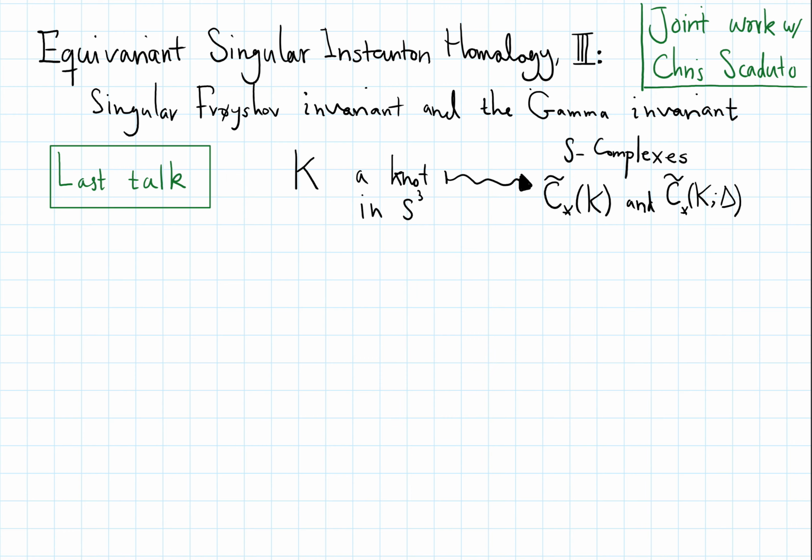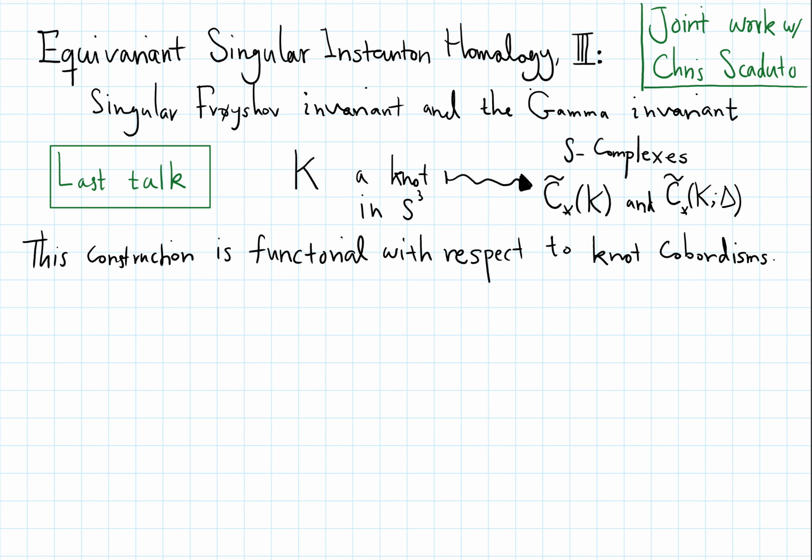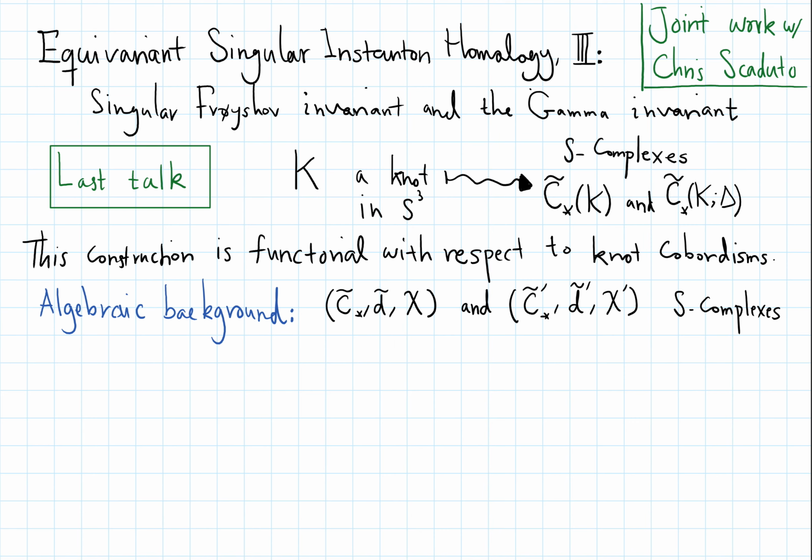An important property of this invariant for us is its functoriality with respect to cobordisms. In order to explain the right framework for functoriality, I have to give some definition for the morphisms of S complexes. So let's fix two S complexes given by the triples C tilde, D tilde, chi, and C tilde prime, D tilde prime, and chi prime.